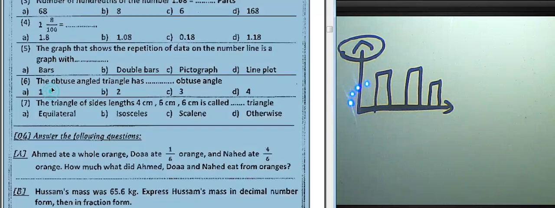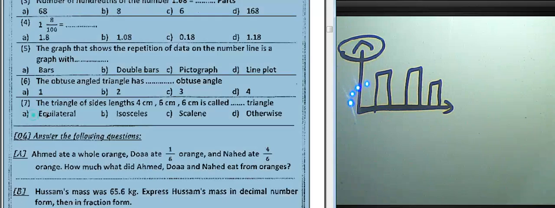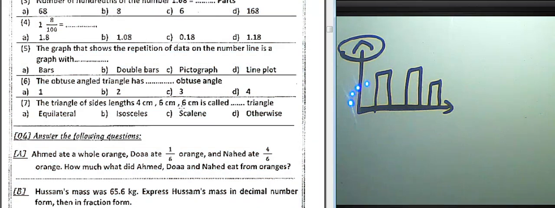The obtuse angle triangle has space obtuse angle: 1. One angle here is obtuse. The triangle of side lengths 4 cm, 5 cm, 6 cm is called scalene. We call it scalene.